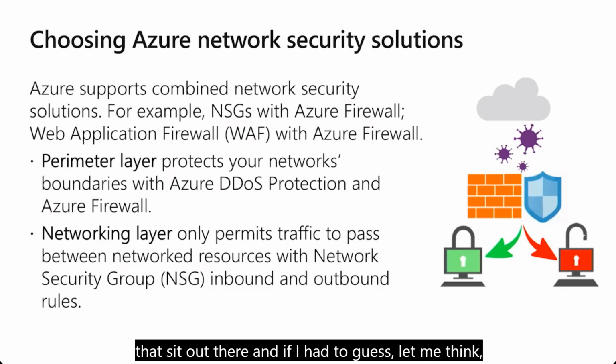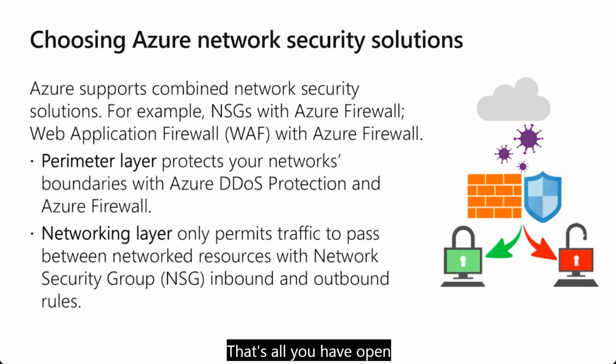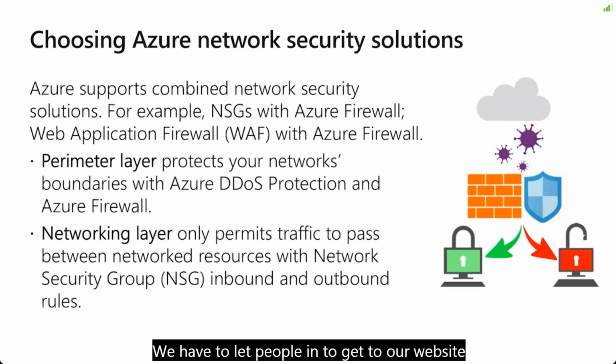And if I had to guess, let me think. Okay, you have port 443 open and maybe port 80. That's all you have open. But you have to start protecting it because you got to open up ports. That's how you do business. We got to let people in to get to our website so they can order our products and services. That's our perimeter. Now, how do we prevent things from happening inside there?